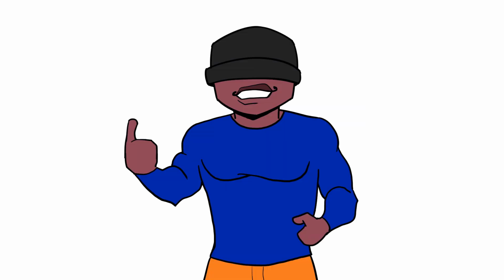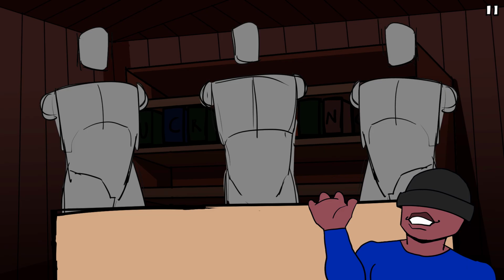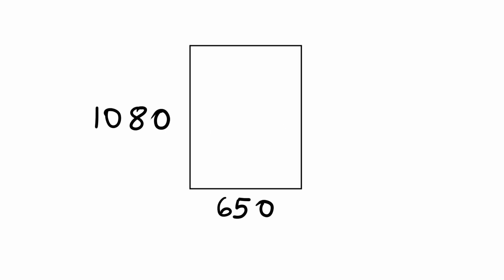For the character sprites, after I was done with the mockup, I cropped it to the size of the characters in the mockup, and that size became the canvas size rounded to the nearest 10th number. So the character sprite sheets that I made are 650 by 1080. They're 1080 pixels tall by 650 pixels wide.